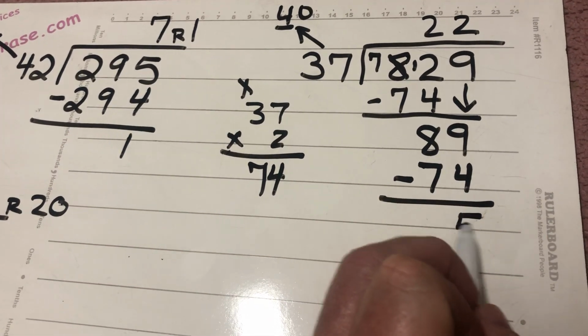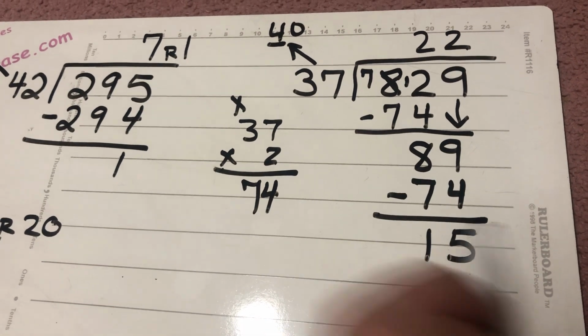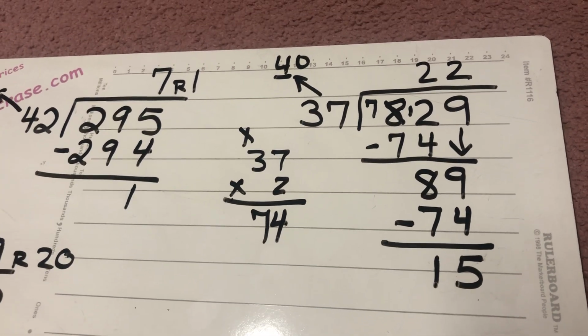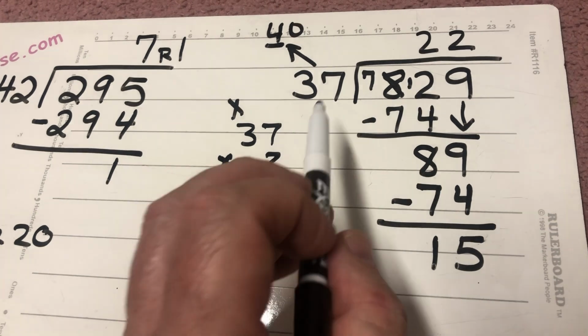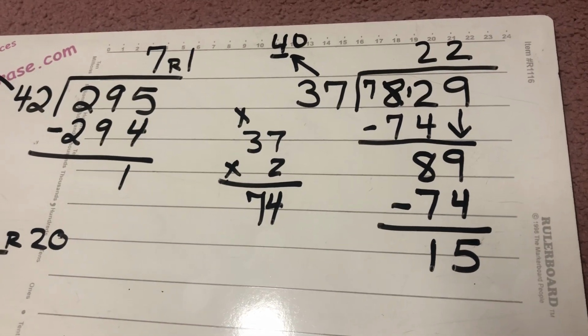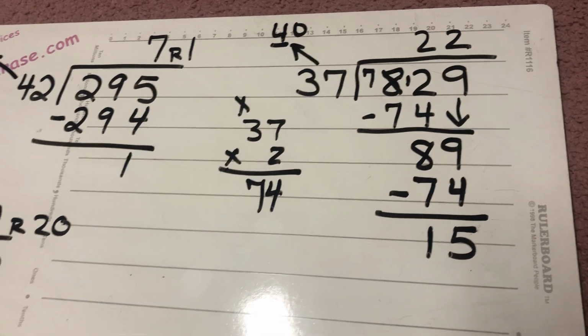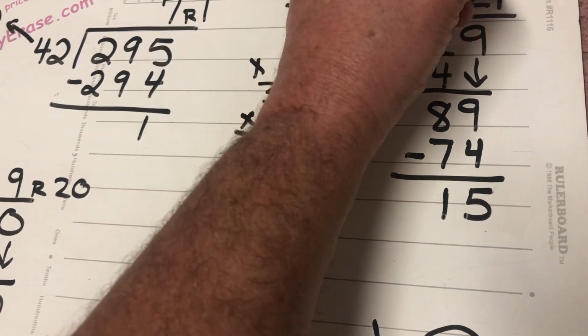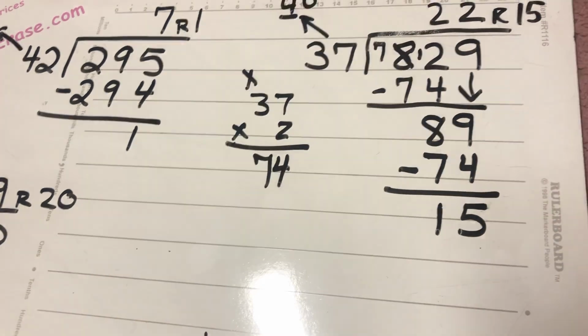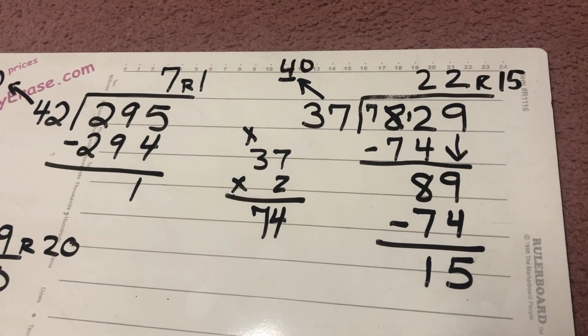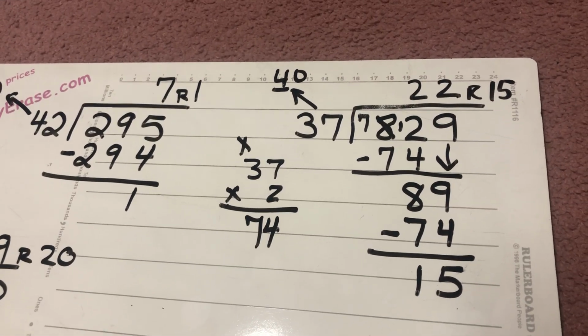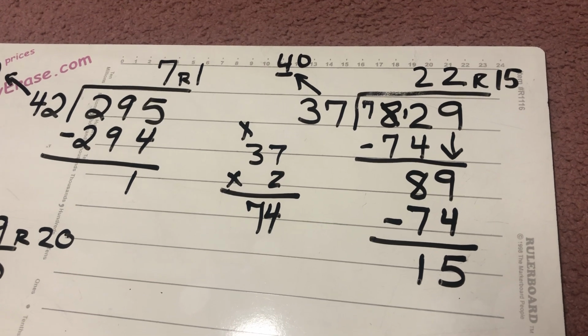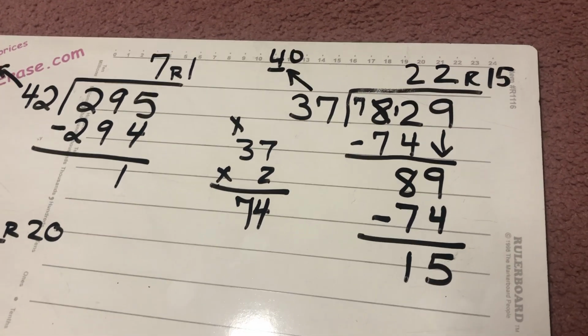9 minus 4 is 5. 8 minus 7 is 1. Ending up with 15 after we subtract. I'm dividing by 37, so I'm feeling pretty good about that. There's nothing left to bring down, so that 15 is going to be my remainder. All right? And so just be thinking about that. And that's some more division. All right, we got a couple more problems we're going to look at.